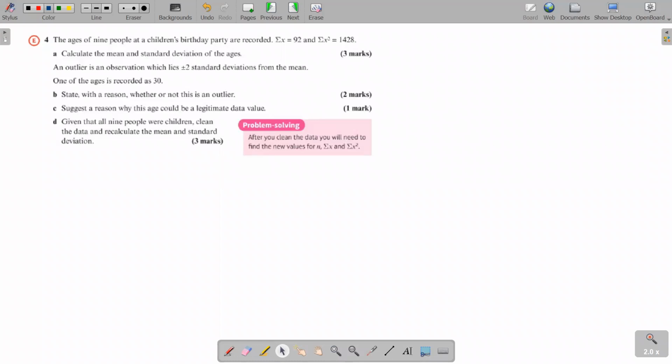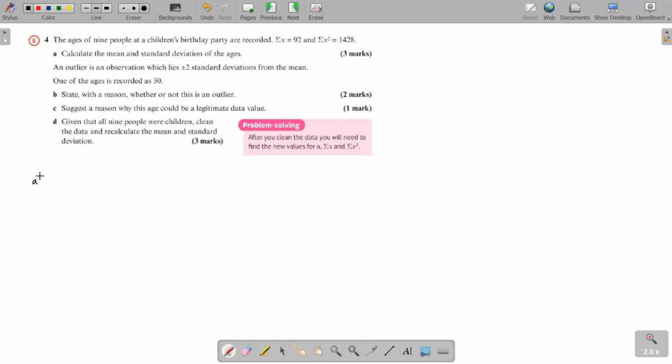Okay, so next I'll be attempting question number 4 in the same exercise. They say the ages of 9 people at a children's birthday party are recorded. Sigma x is 92 and sigma x square is 1428. Sigma x means you add the individual x values. There are 9 ages, which means you will be adding all the 9 ages. And how do you get sigma x square? You square the x value and you add. You square each age and keep adding the squares of the other ages. The question is to calculate the mean and standard deviation of the ages.